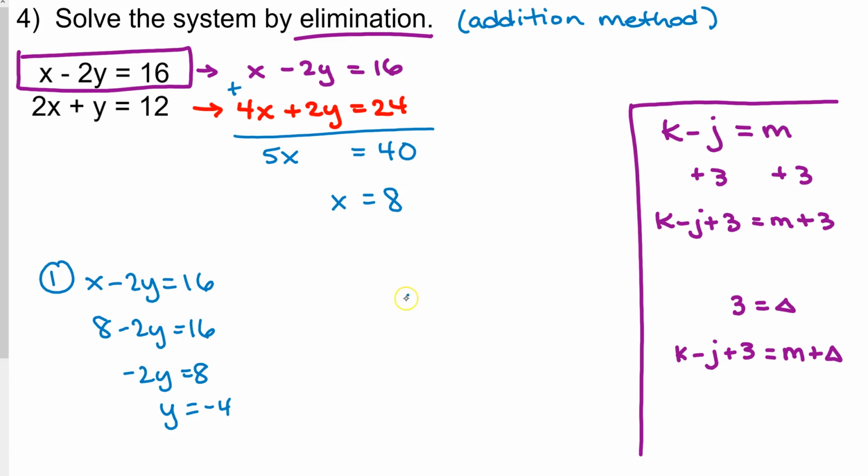You don't have to do elimination to find the values of both variables. Just use it on one and then substitute to get the other.